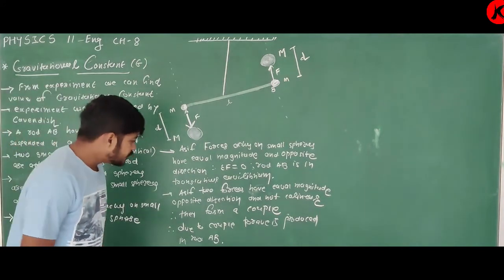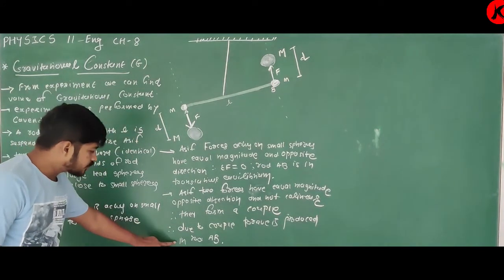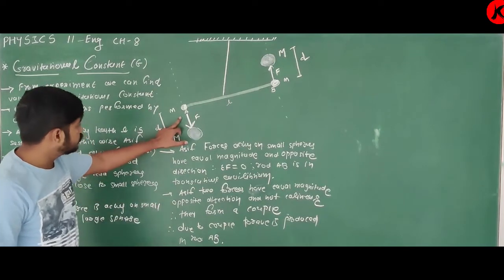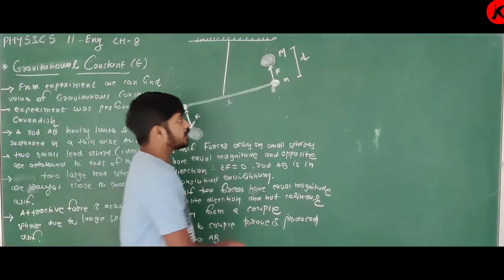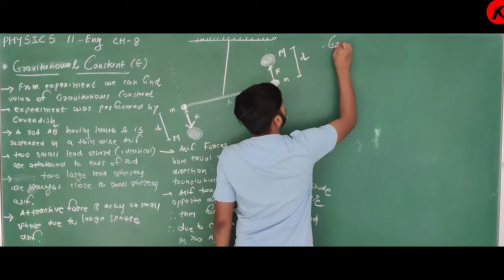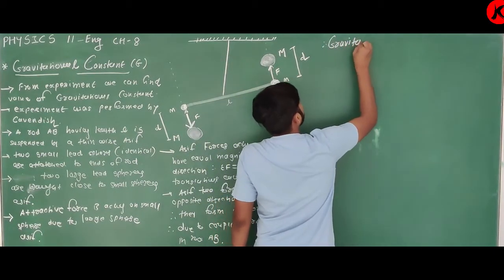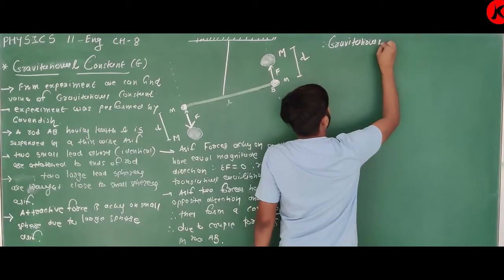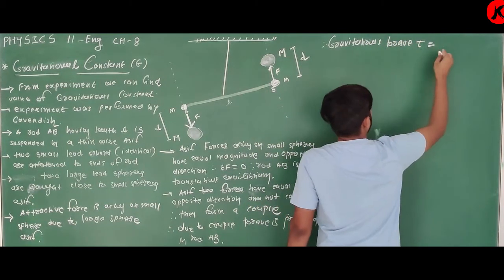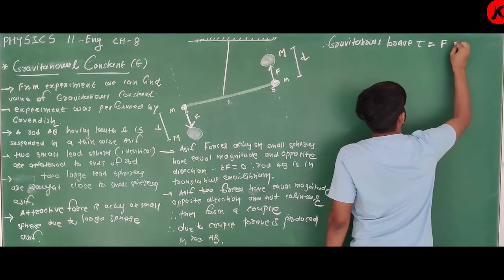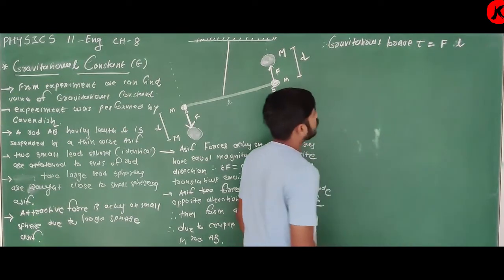Clear? And this torque is produced due to these two forces, gravitational forces. It is called gravitational torque. So therefore, gravitational torque, tau is equal to force into L.